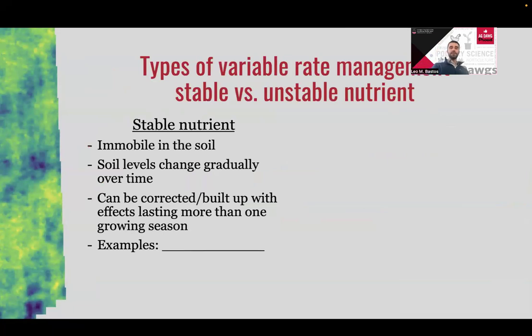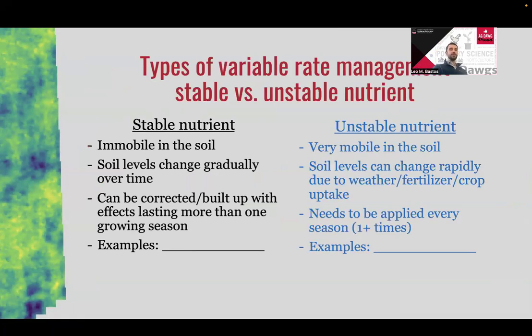So we talked about stable nutrients and unstable nutrients. In the case of stable nutrients, you're thinking of things like phosphorus and potassium, where you can create a variable rate recommendation by taking soil samples. The gridded soil samples, knowing where they're coming from, create maps of phosphorus and potassium levels, and then you apply those nutrients at variable rates.